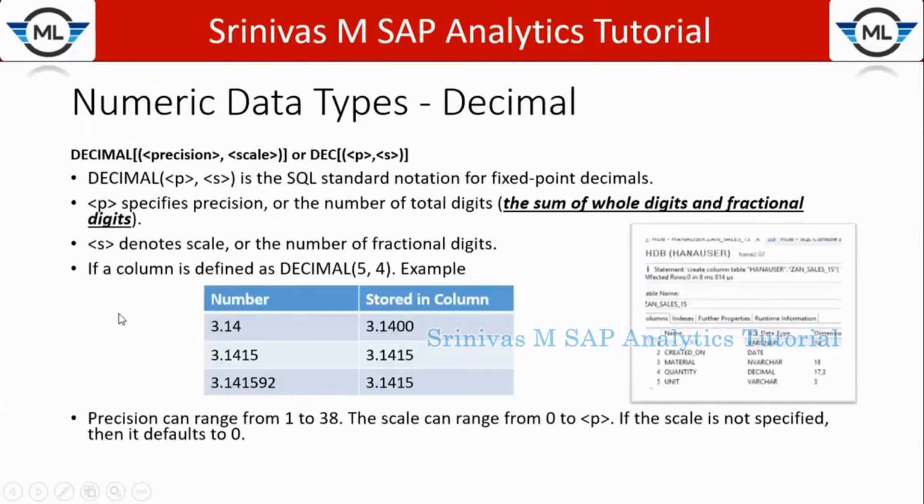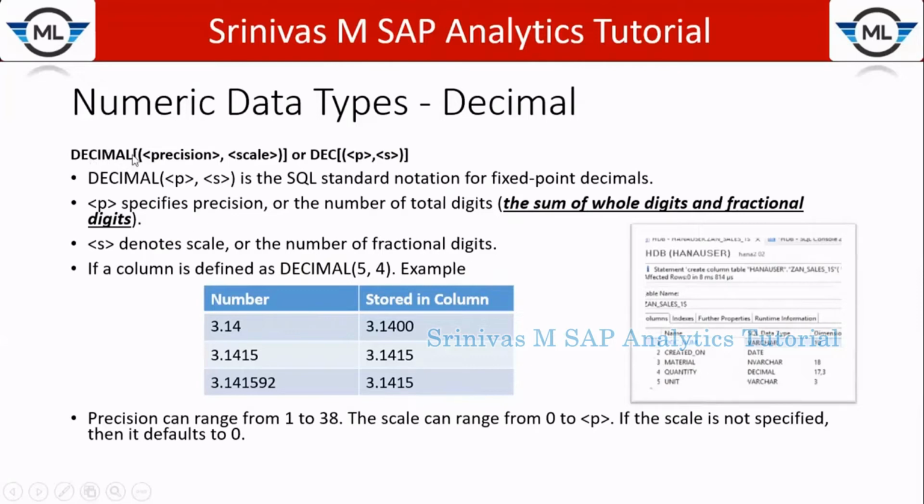Going to next, decimal. Here we are going to talk about the decimal data type, and how we define it. Before that, let me show you on the screen. Here you see quantity. Quantity is of type decimal, and in the length column I gave two numbers, 17, 3. Here 17 is my precision, and 3 is the number of decimals I am expecting in this quantity.